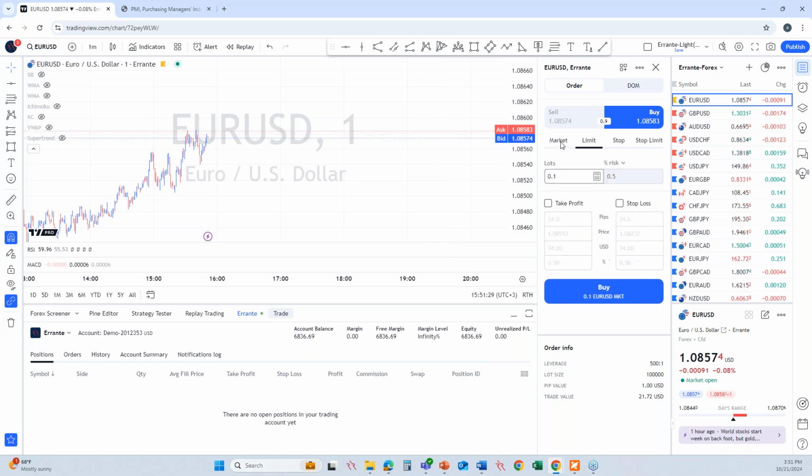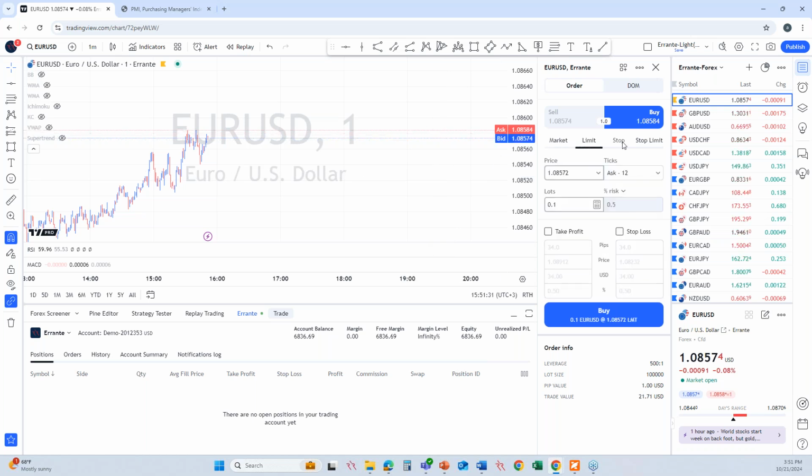So this is market execution, and limit execution or pending orders: limit, stop, and stop limit, which we explained in our webinars for other platforms like MetaTrader 4 and 5. And now there's nothing more specific about them here.